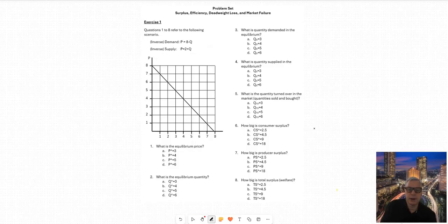The inverse supply function starts at 2, has a slope of 1. So that's roughly this one here. So we have our supply and our demand. And then we just can calculate everything straightforward. So what is the equilibrium price? Well, the equilibrium price is obviously 5.